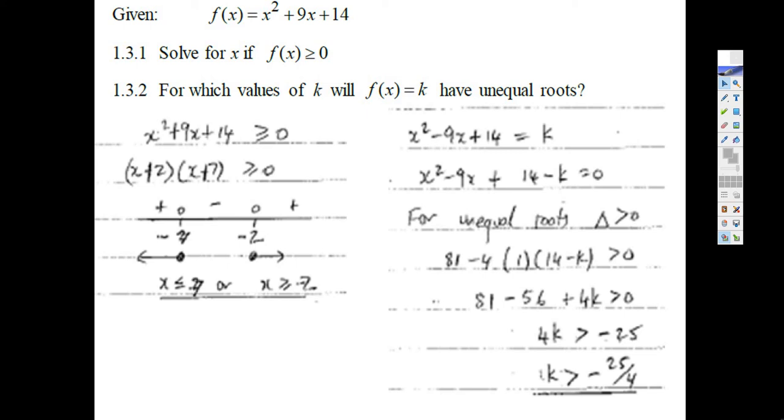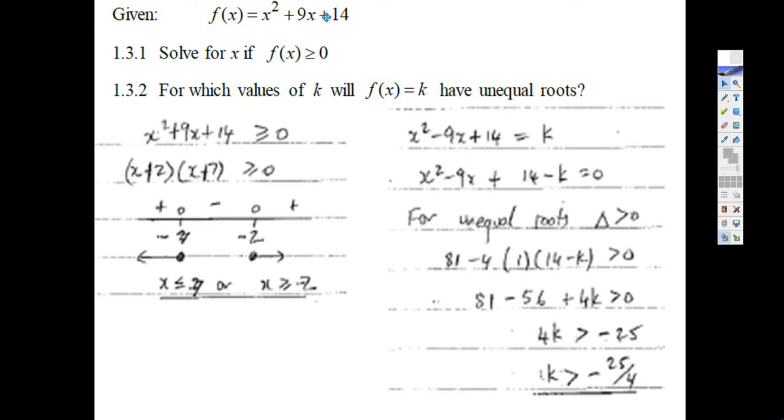Okay, this is the last video helping us with the practice test for control test 1. Let's just try this question here. It says, given that f(x) equals x squared plus 9x plus 14, solve for x if f(x) is greater than 0. Well, you know what this is.